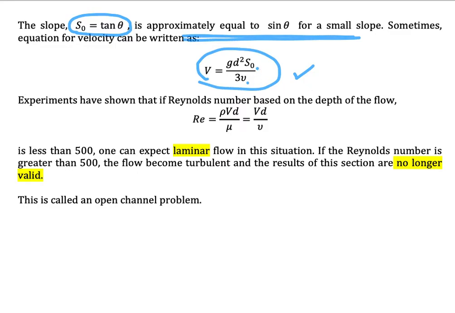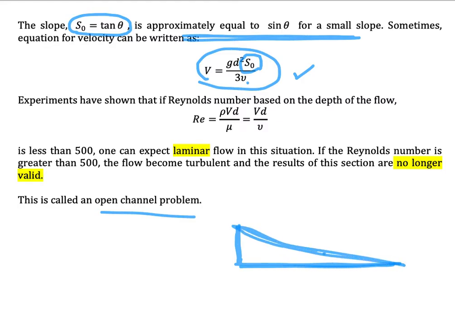Why do we replace it with tangent theta here? Normally this idea is used in open channel problems, as I said, and it is used by civil engineers. Civil engineers normally use the distance and the height of a certain place, so if we know the distance and the height, we can calculate the tangent. It's much easier for this one.